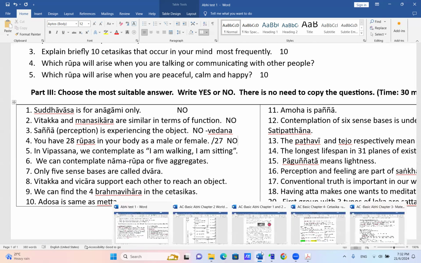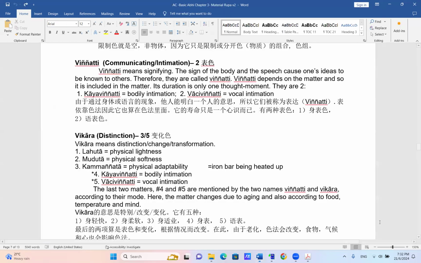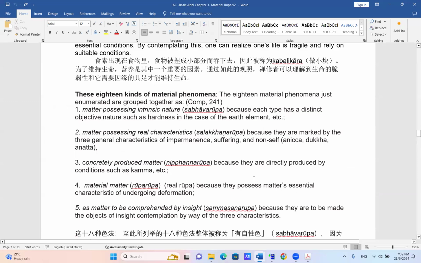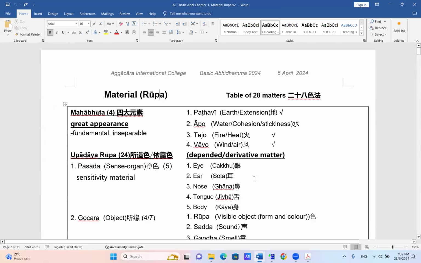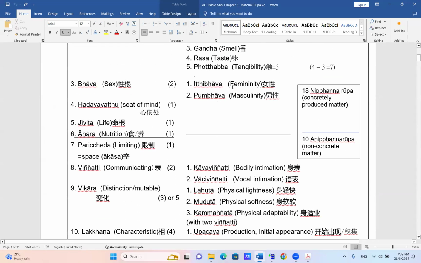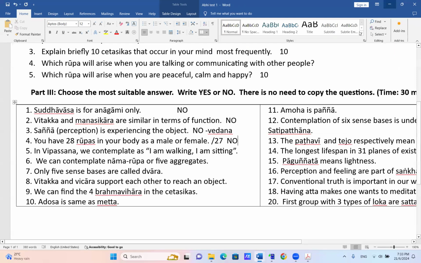All right, you just have to refer to your material. If you have itthibhava, then you don't have male. If you have male, you don't have female, unless you have both together, but that is very rare. Now question 5. I'm happy that most of you listened to class carefully. Most of you said no. But I think some of you also made a mistake here.